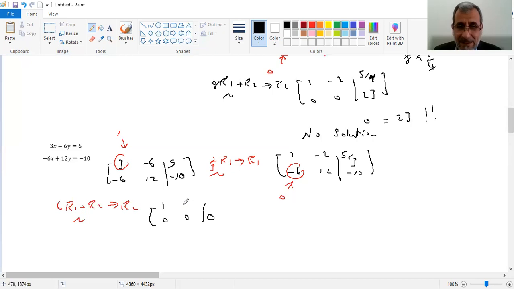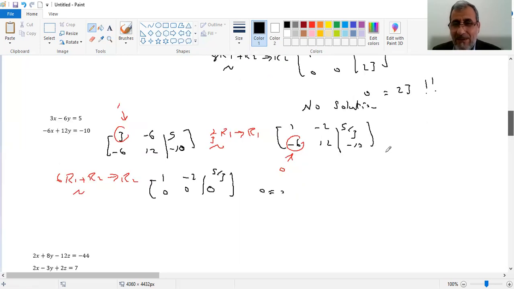Rewrite the first row: 1, negative 2, 5 over 3. So in this case, what do you have to do? We need a 1 here, and that is not possible, so we have to stop here. In this case we have 0 equal to 0. So we have infinitely many solutions. How do we write the infinite solutions? Write it in this way.